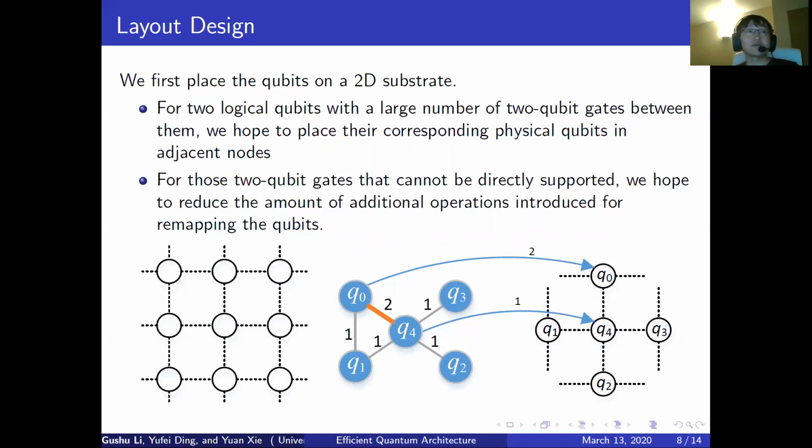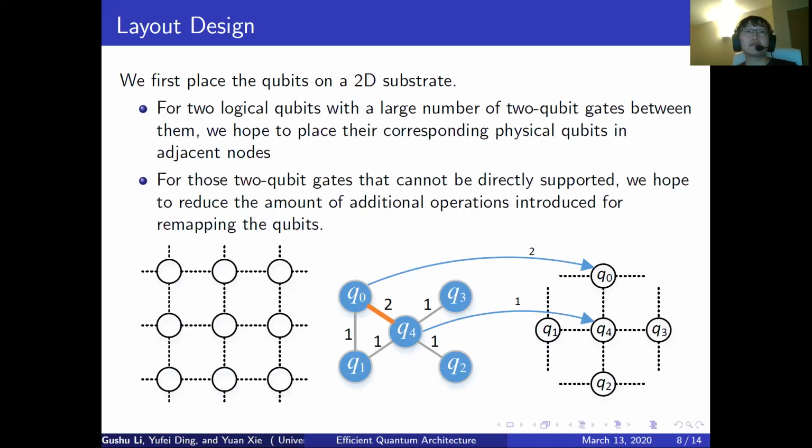And here we have a simple example. We start from an empty 2-dimensional lattice and then place the qubits based on the profiling result. The basic idea here is to place the important qubits first. In this picture, we first place the qubit Q4 because it has the most 2 qubit gates. We place it in the center. And then we place Q0 because it has the second most 2 qubit gates. Q0 is placed right near Q4 since they are connected.